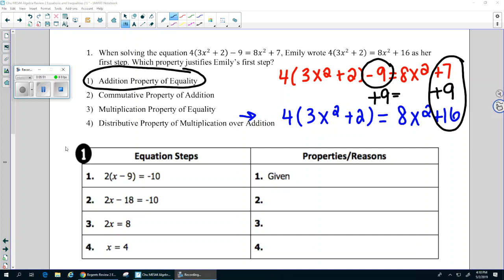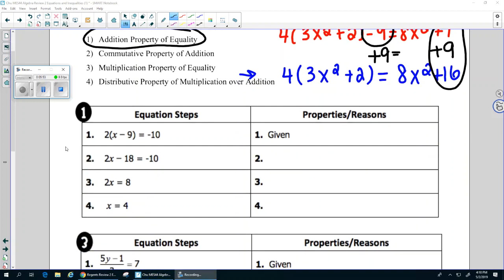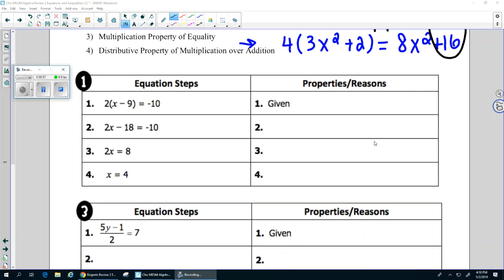Okay, so these next set of problems, which we want to do is solve the equation while justifying our steps. So let's work on this first problem together. The first thing I notice, it says 2x minus 9 equals to negative 10, and that changes to 2x minus 18. This must have occurred through the distributive property. So to go to this step must have been distributive property.